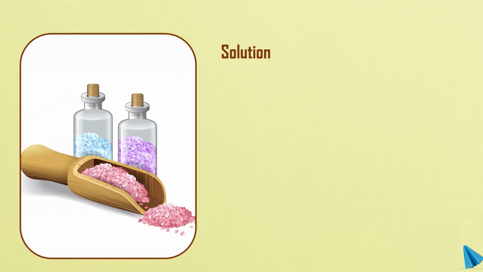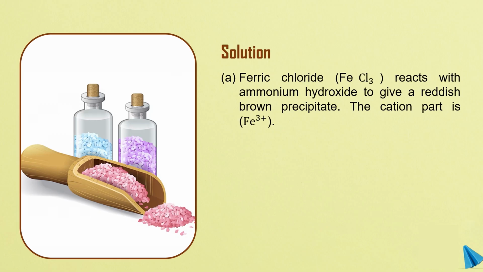Here is the solution. Ferric chloride reacts with ammonium hydroxide to give a reddish brown precipitate. The cation part is Fe3+.